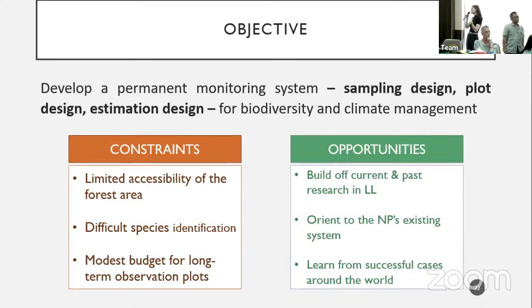So there are some logistical constraints that I'm working under, but also a lot of great opportunities. In terms of constraints, please correct me if I'm wrong, but I think there's limited accessibility of the forest area, especially in the core zone. Species identification might be difficult. I've heard this from a past researcher from my university who worked for several years in the park. And also a modest budget for long-term observation plots. Hopefully next time we get more than 3%. There are also a lot of opportunities: building off of current and past research, orienting to the National Park's existing system, and learning from successful cases around the world.